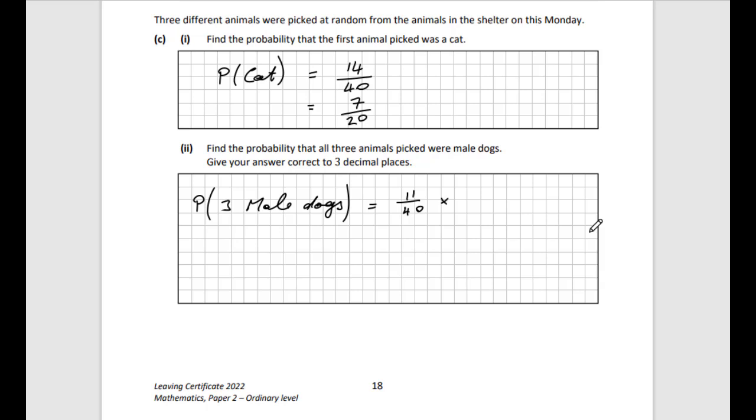So the first animal being picked at random, the probability that it was a male dog is 11 out of 40. Now you've already picked a male dog, so the probability that the second one is male is, let's see, 10 out of 39. The third animal that was picked, the probability that it was a male dog is going to be 9 out of 38, as there's only 9 left. Give your answer correct to 3 decimal places. So what you get when you do that is 33 over 1976, and to 3 decimal places, that's 0.017.